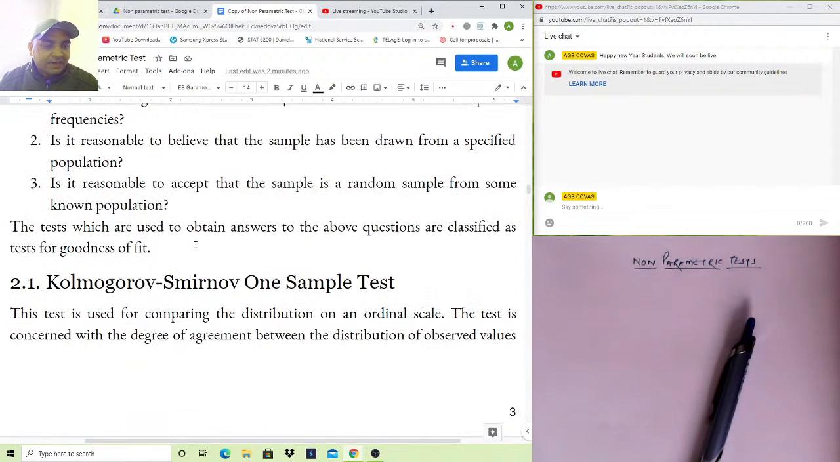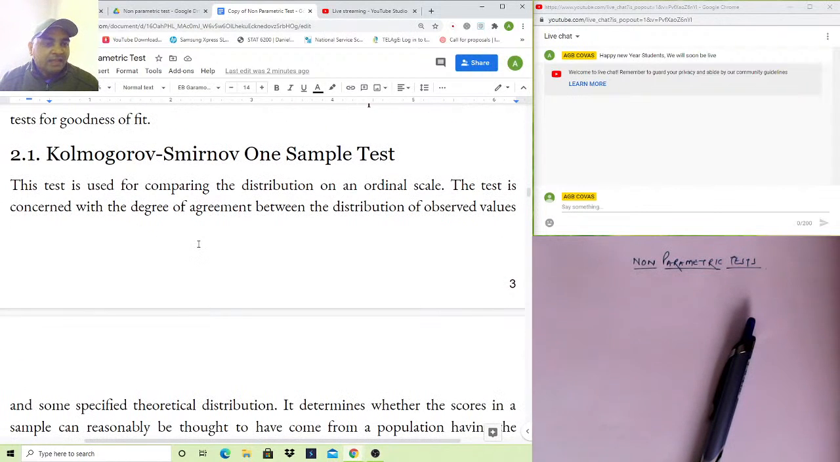So let us start with the first test, and that is Kolmogorov Smirnov one sample test. Okay, so I will just call it KS test. KS one sample test. So this I will write it here. This is KS. Otherwise, it is very difficult to pronounce every time.